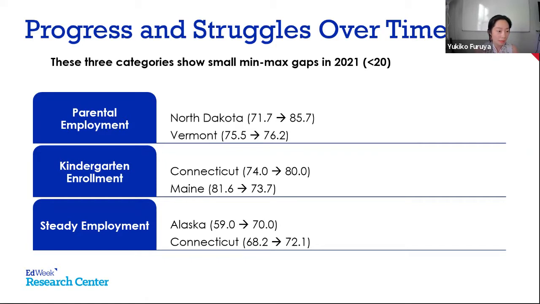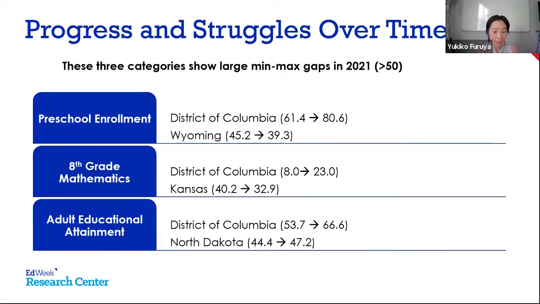North Dakota showed the biggest improvement in parental employment, while Vermont showed the minimum improvement. And in kindergarten enrollment, Connecticut improved the most, while Maine actually showed decrease. And in steady employment, Alaska showed the largest improvement, while Connecticut showed the minimum improvement.